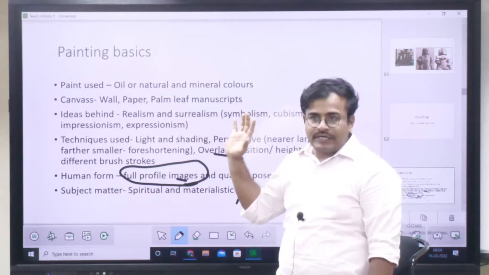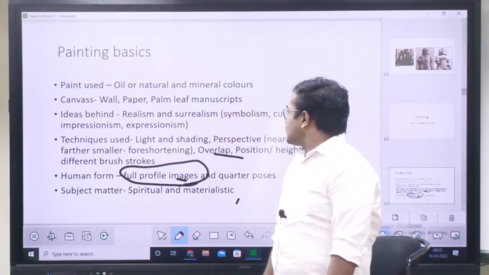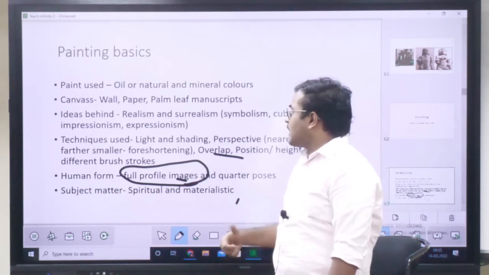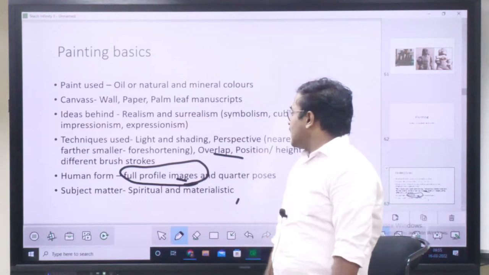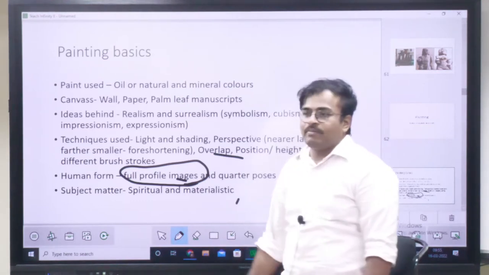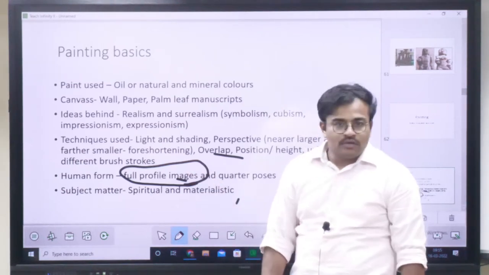Are you understanding what I'm trying to say? Then along with that, is there anything else? Ideas behind realism and surrealism, symbolism, cubism, impressionism, and expressionism. Techniques used are lighting and shading. Human form is full profile images. Subject matter is spiritual and materialistic. So all of these are the various aspects of painting tradition. Is this clear?